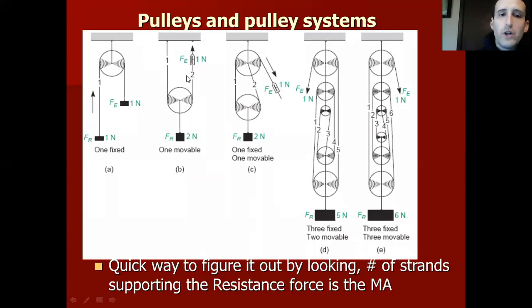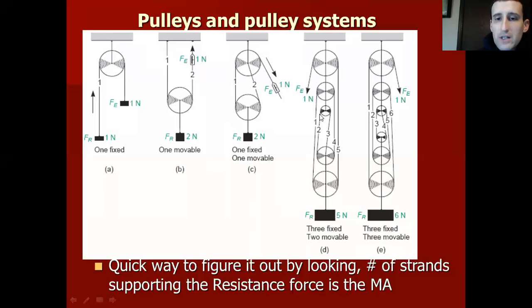So there's two ropes supporting the object. So they're going to split the weight of the object between the two of them, and therefore the tension in the rope and the effort I have to put forth is only 1 Newton to move a 2 Newton object. And then you can keep going here. Now we have a movable and a fixed. You'll notice in this arrangement, there's still only 2 ropes lifting the object. The advantage here is that I get to pull down. So here we get a multiplication of the force. Here we get a change of direction. Here we get a multiplication of the force and a change in the direction.